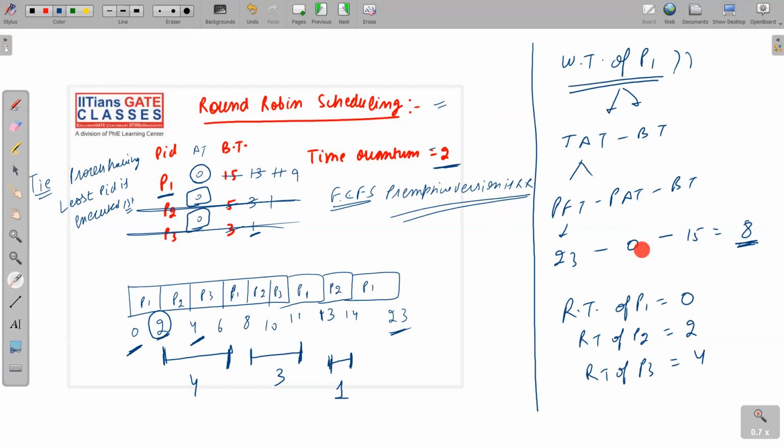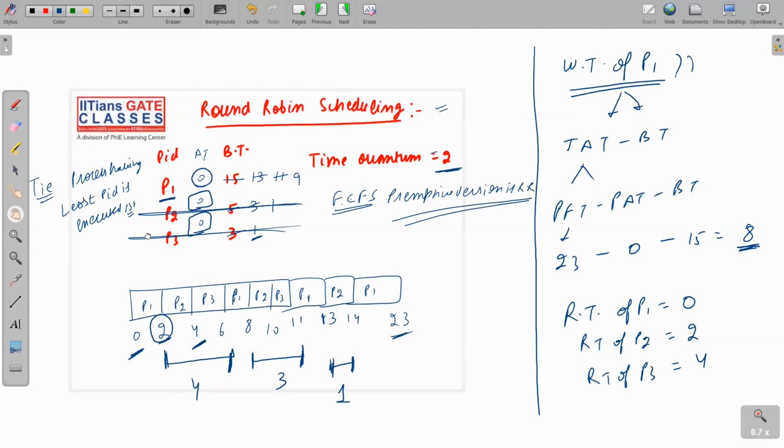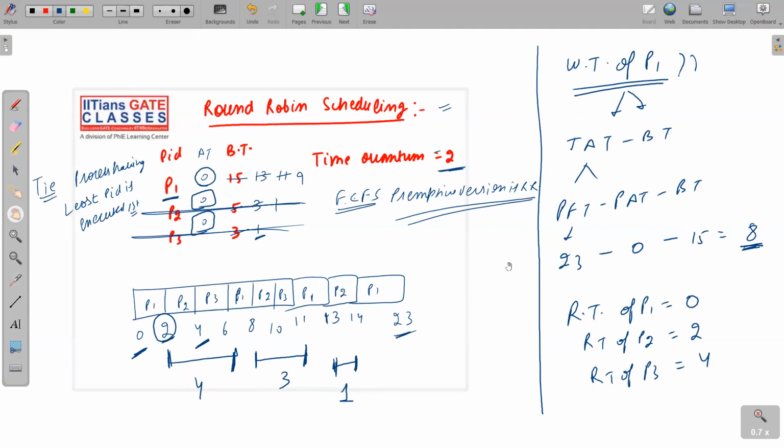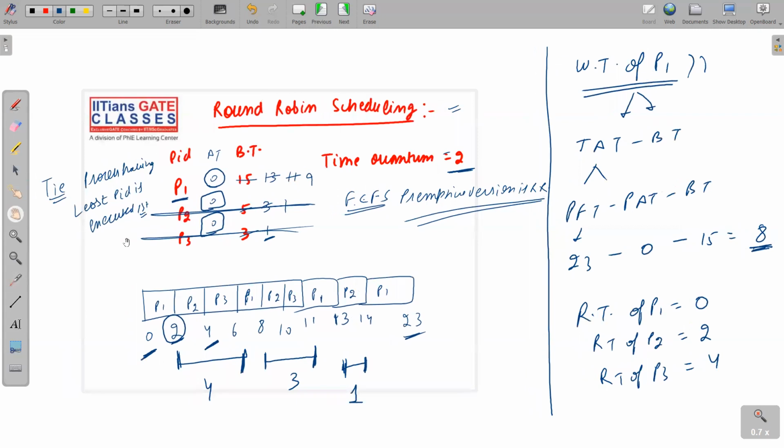Everything now you can find out: turnaround time of P2, waiting time of P3, and so on. You can find each and everything. I'm not going into all these details, because our main aim is to prepare the Gantt chart. Once our Gantt chart is prepared, we can easily find the answers to all such questions.